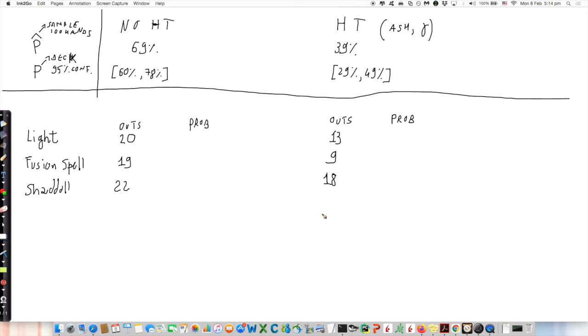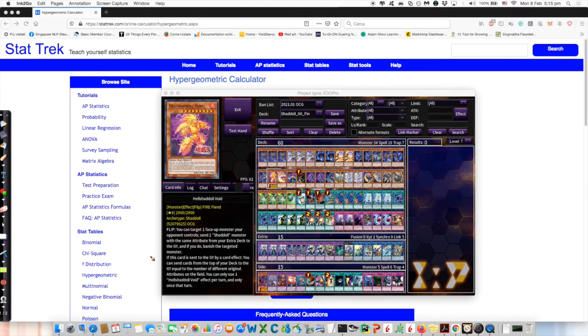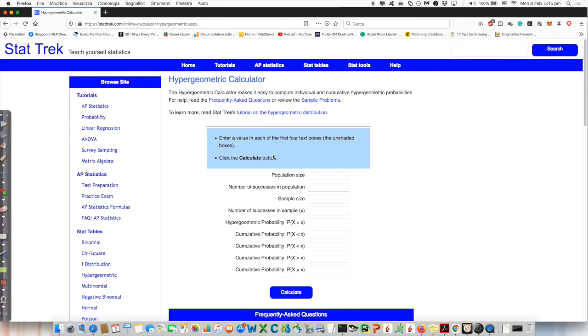Okay, so far? So the first step of this procedure is just to count how many ways we have to get a light monster, a fusion spell, and a Shaddoll. What is the next step? We have to convert these into probabilities, and to do that we can use the Hypergeometric Calculator. That's right. So let's do that right now. The Hypergeometric Calculator, and I will put the link in the description, is this guy here.